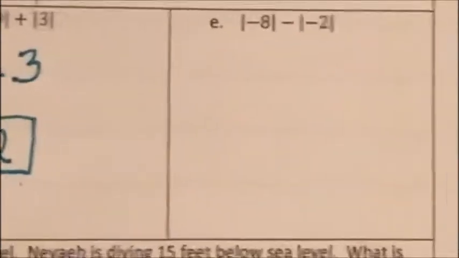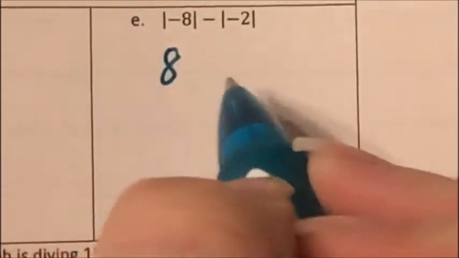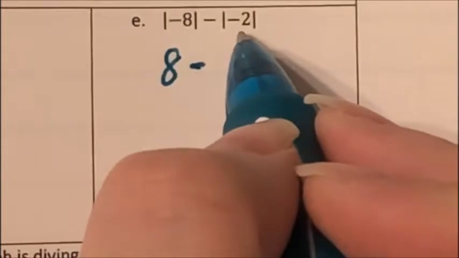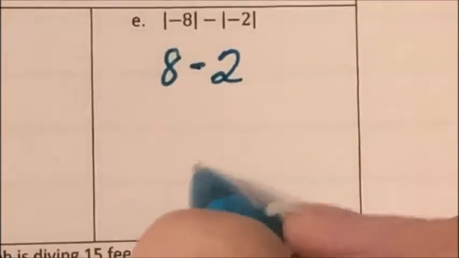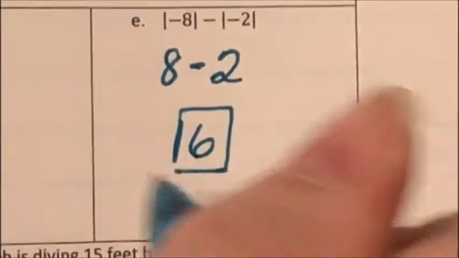Okay. Letter E says the absolute value of negative 8 minus the absolute value of negative 2. The absolute value of negative 8 is 8. The symbol stays the same. The absolute value of negative 2 is 2. So 8 minus 2 equals 6.